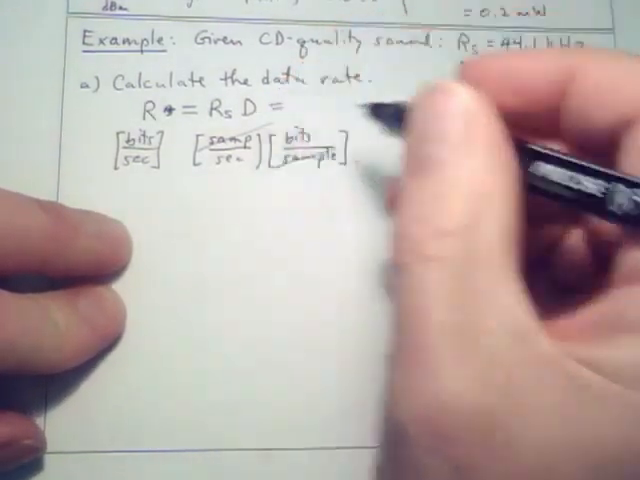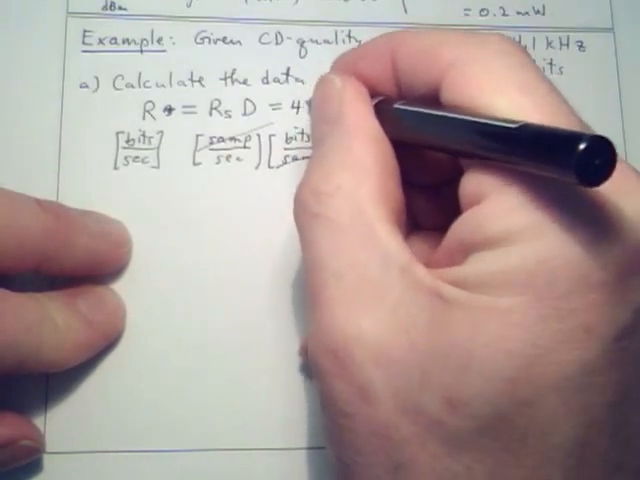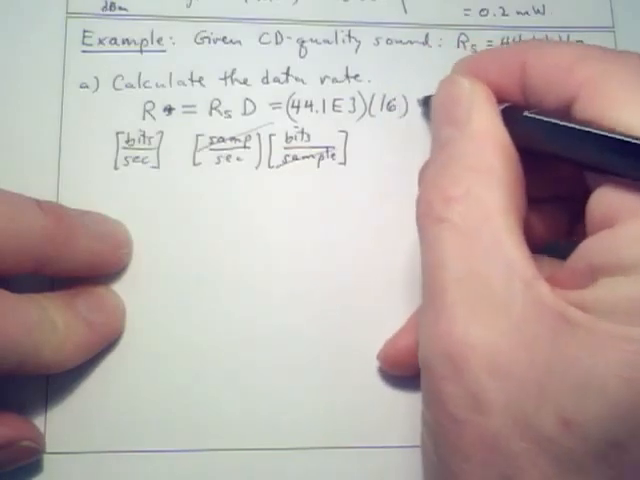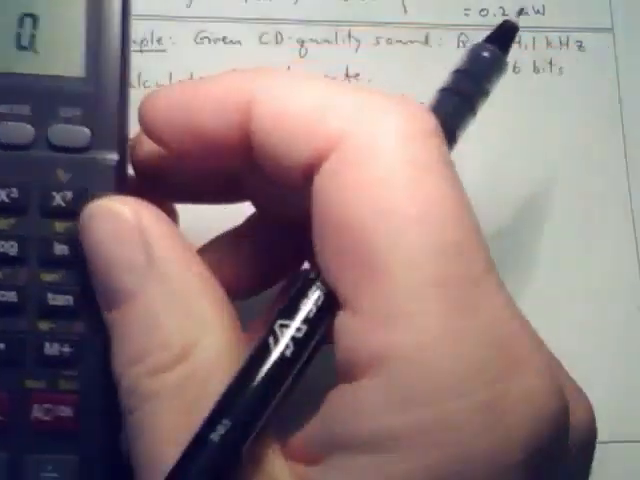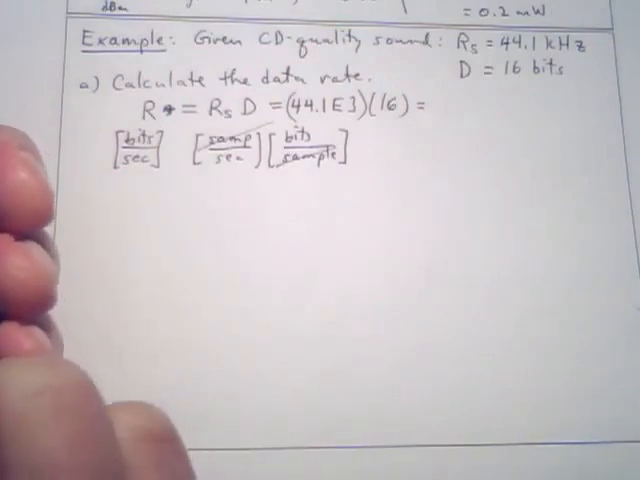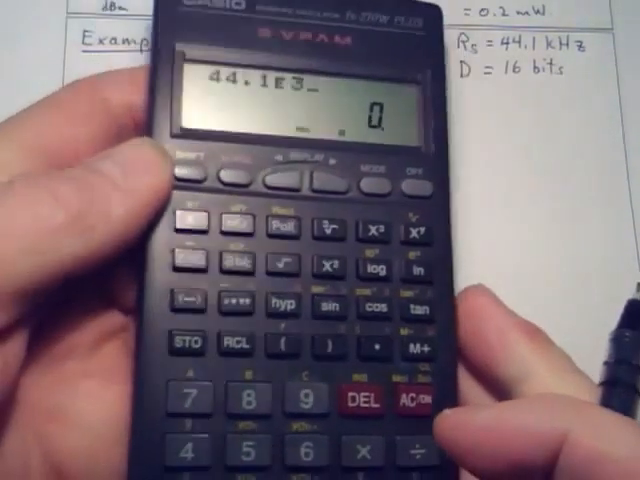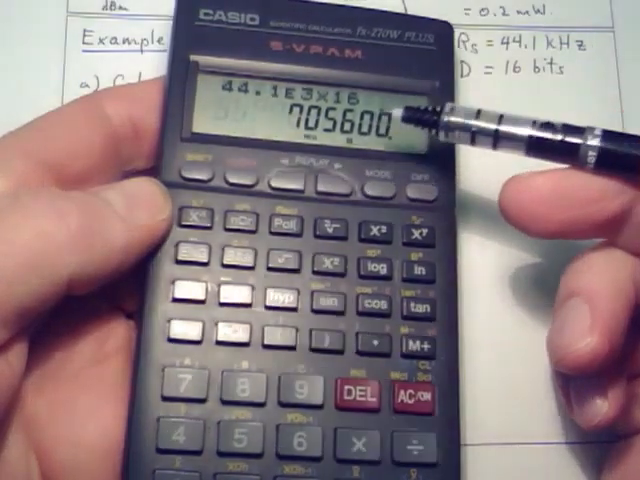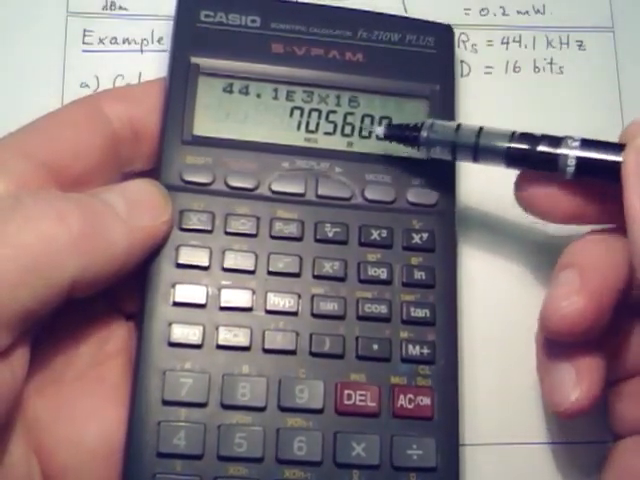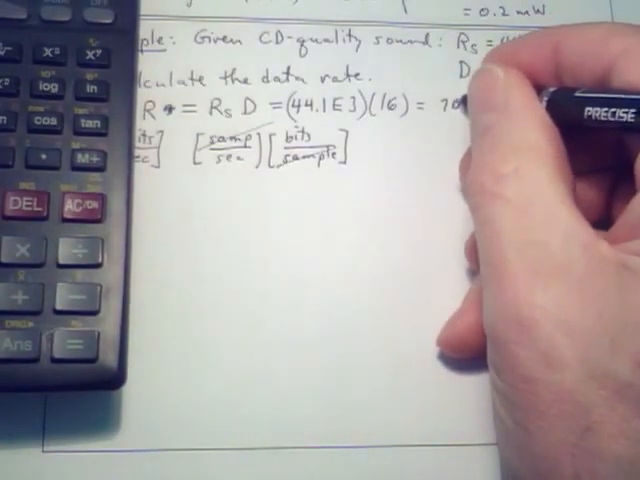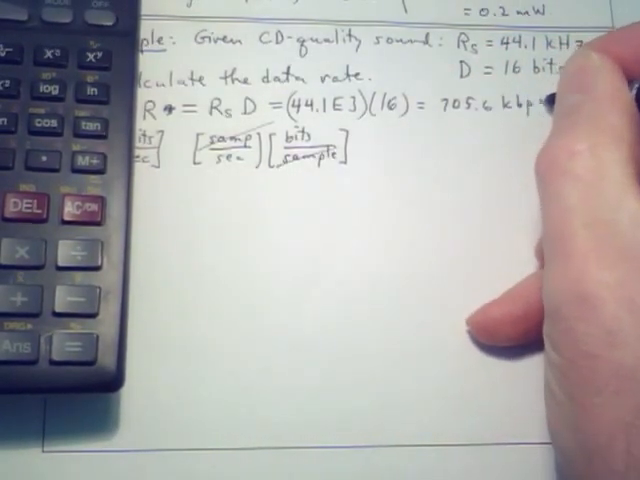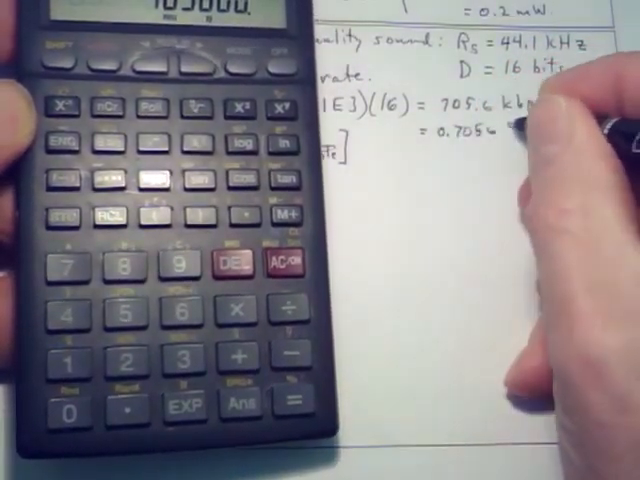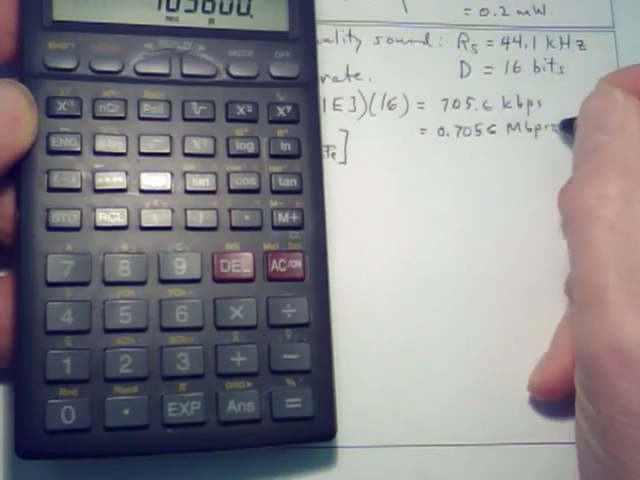And so the data rate here is 44.1 times 10 to the third times 16, which is 705.6 kilobits per second, or 0.7056 megabits per second. Okay.